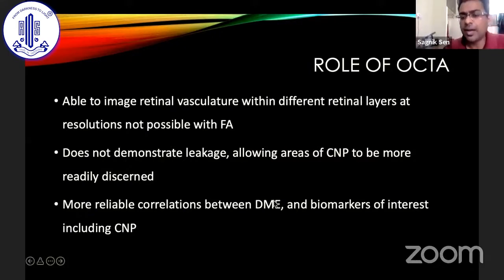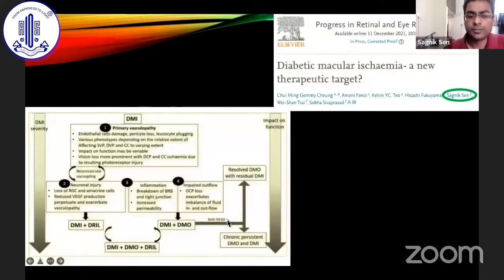OCT angiography is able to image retinal vasculature with different retinal layers at resolutions which are not possible with fluorescein angiography. And as we all know, OCTA cannot demonstrate leakage, but it's a benefit for us because it allows the imaging of capillary non-perfusion better, which may be masked by leakage. And OCTA also is more reliable for correlations between DME and biomarkers of interest, including non-perfusion.